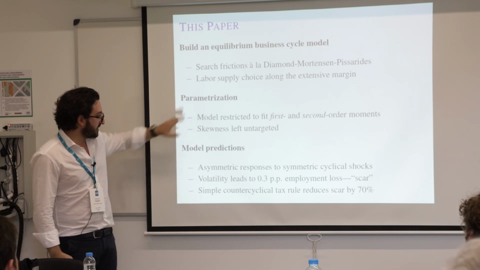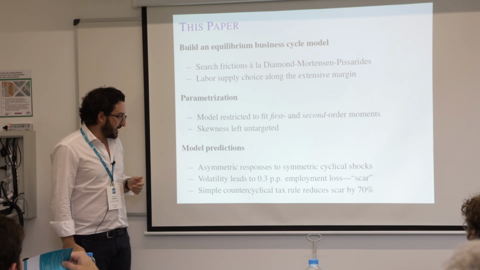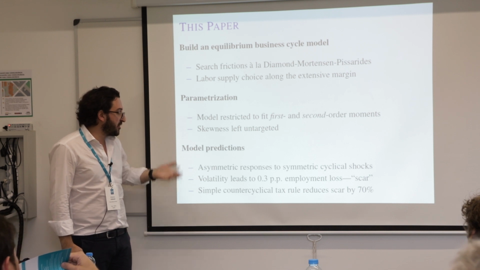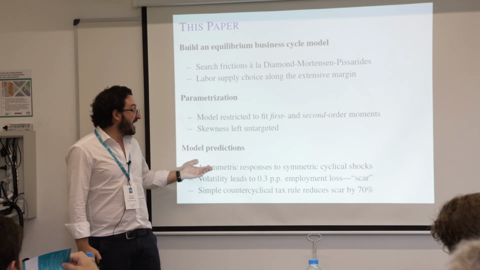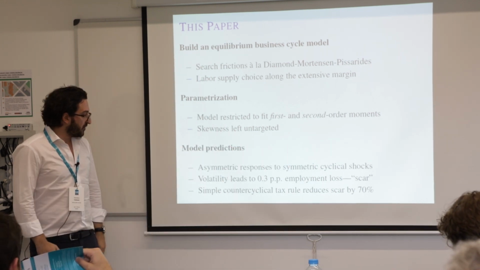Then once I do that, the model tells you that the way you generate asymmetry in the employment to population ratio is that the economy responds asymmetrically to symmetric shocks. Now, what does this imply?